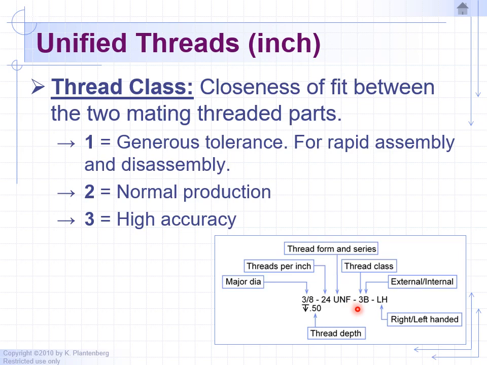And we also mentioned the thread class. That's the quality of the threads. So we have class 1, which is generous tolerance for rapid assembly and disassembly. And we have class 2 for normal production. And then we have 3, which is high accuracy. So bolts that you see in machine shops, in automotive, and aerospace, they typically use the class 3. You will rarely use 1 or 2 unless you're doing stuff around the house and you're going to your local hardware store. Yeah, they may be a lower class.